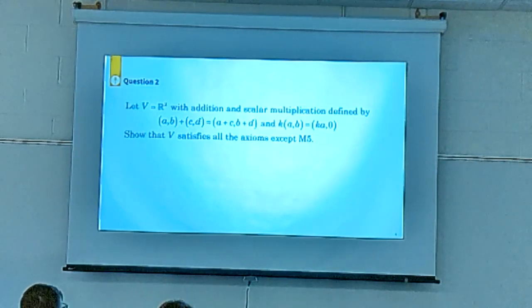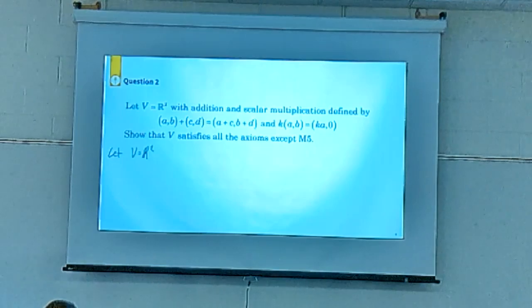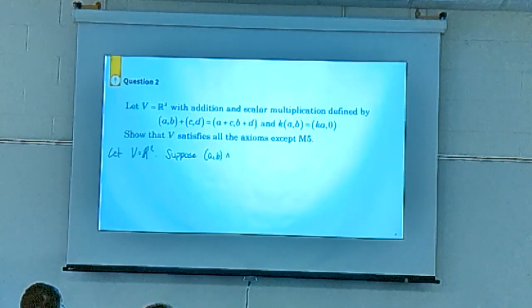Let's start with A1. So we're going to say, let V equal R2. So those are 2-vectors. Yeah, they're writing it as a set of ordered pairs, same thing as a 2-vector. And suppose (A, B) and (C, D) are in V. I'm just going to write this out.